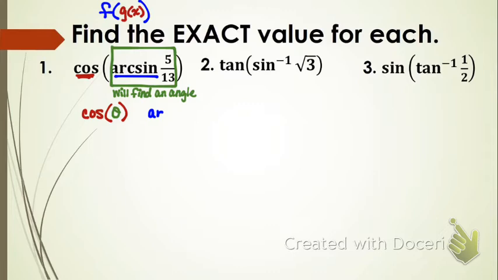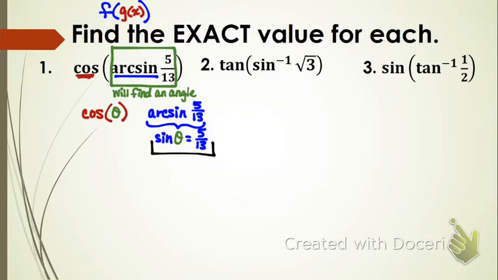So off to the side, we know arc sine of 5 over 13 is the input that I have to work with. This is the same thing as saying sine of theta equals 5 over 13. I don't know what that angle is, but that's what arc sine of 5 over 13 will find for me. Are you guys okay with this so far? Okay.